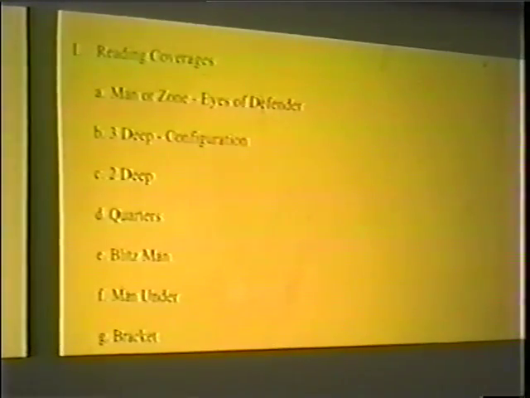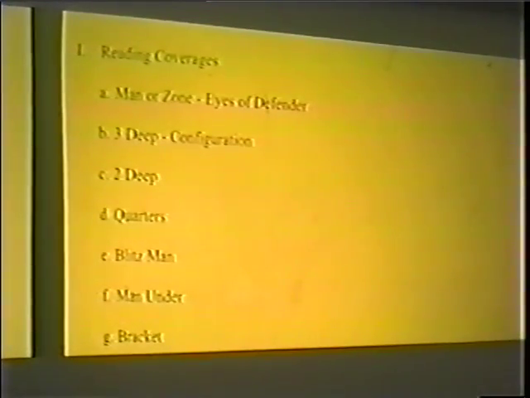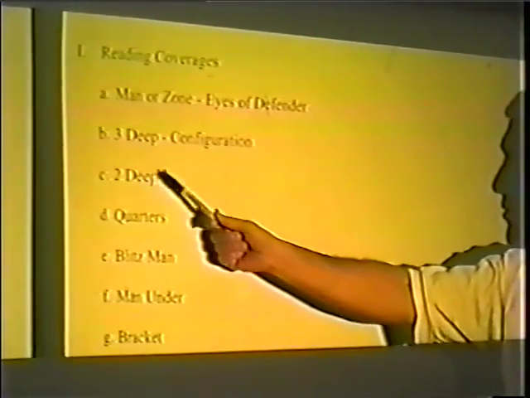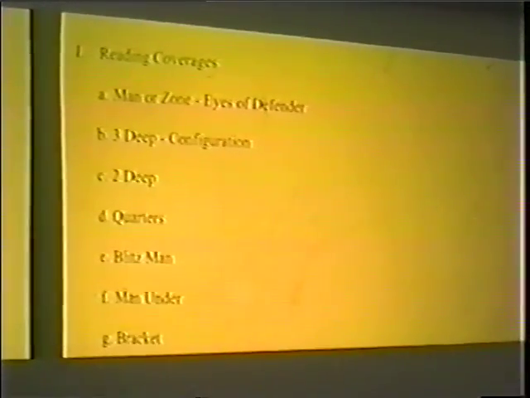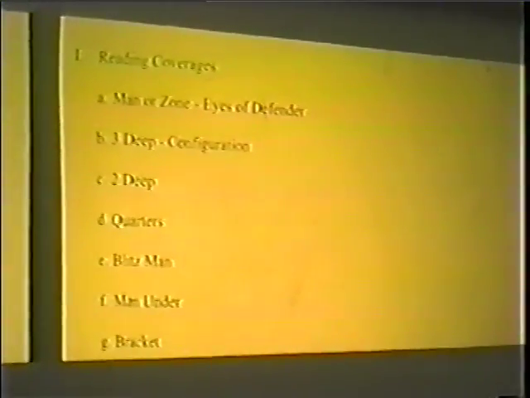A quarters configuration, where you end up with quarters all the way across. You could end up with a 2-deep look to one side and a quarters look to the other side, which is very common. Like a roll wheat coverage where, to the split end side, you have a cover 2-deep look, and then to the flanker side, you have a quarters look. Quarter, half cover. Then you got blitz man, you got man under.